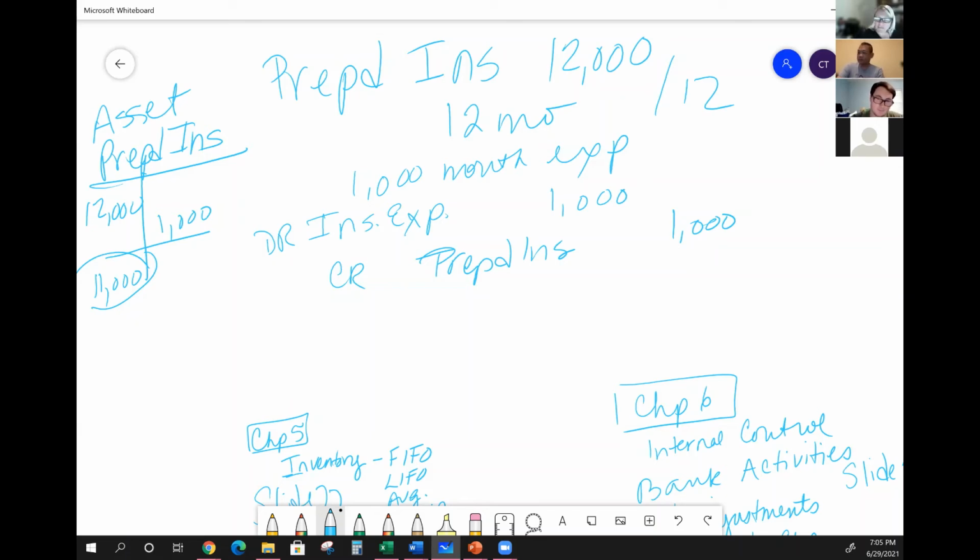Does that make sense? For prepaid? Okay, so that's called an adjusting entry. And the reason why is because I need to adjust my books for those types of transactions.